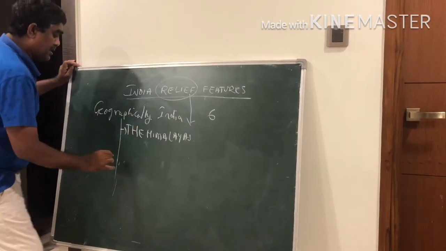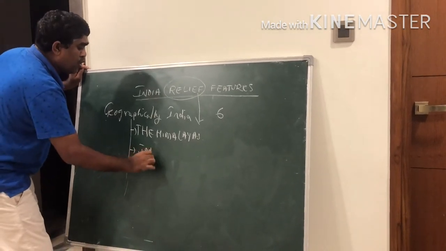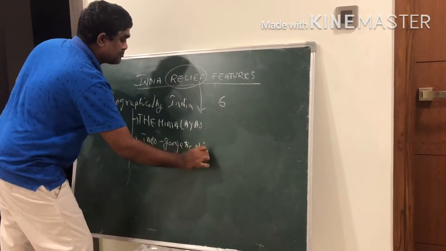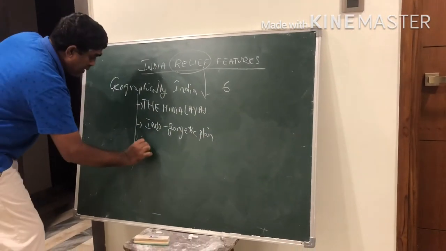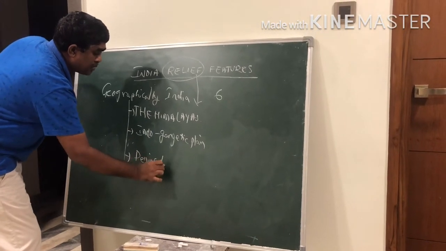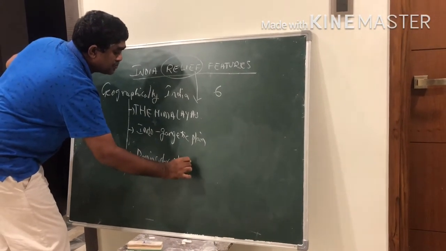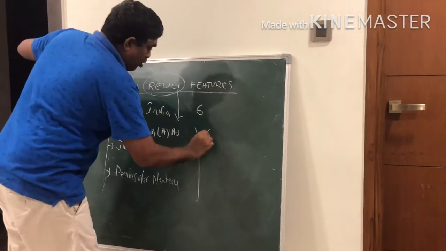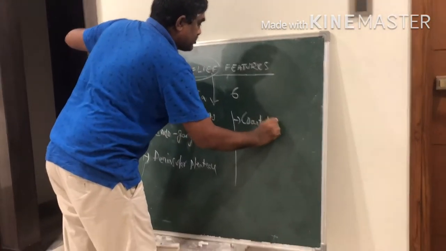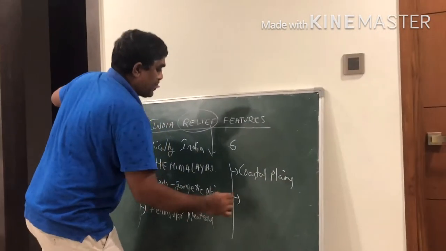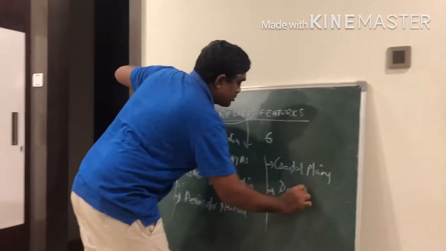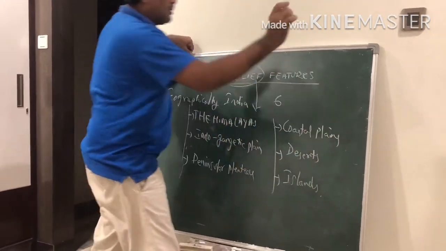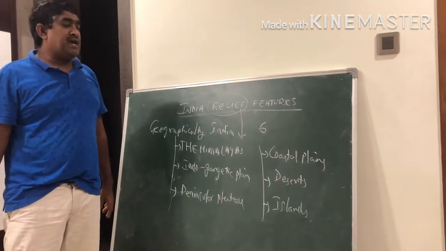One, the Himalayas. Two, Indo-Gangetic Plain. Three, Peninsular Plateau. Four, Coastal Plains. Five, Deserts. Six, Islands.